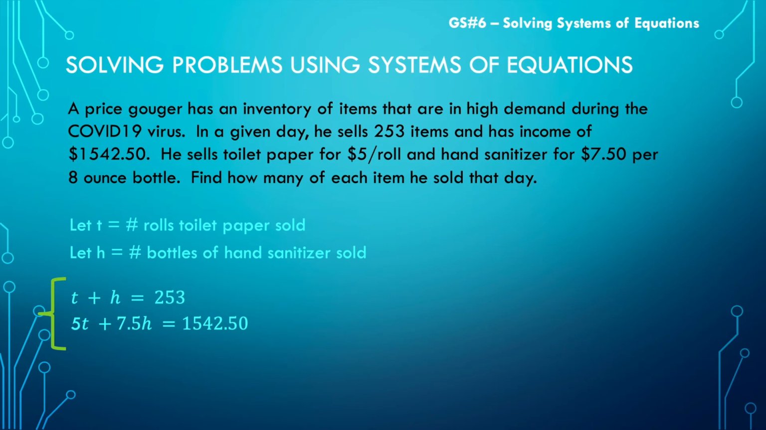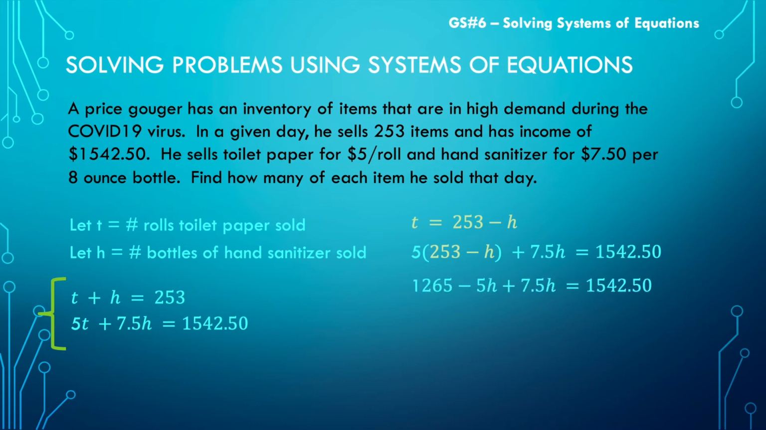Now, since I've got t and h almost isolated in that first equation, I'm going to use the substitution method. I'm going to say that t is equal to 253 minus h, and then sub that into the second equation and solve for h. So when I distribute that 5 through to the 253 minus h, I end up with 1265 minus 5h plus 7.5h is equal to $1,542.50.